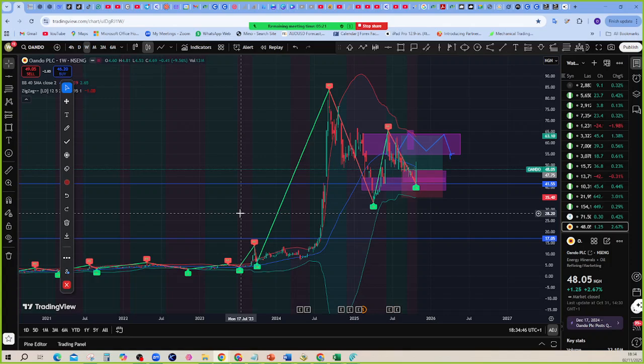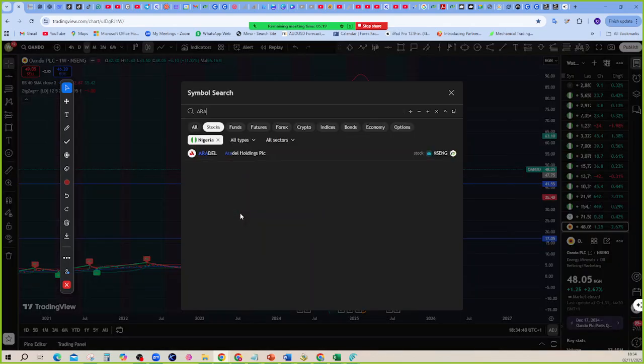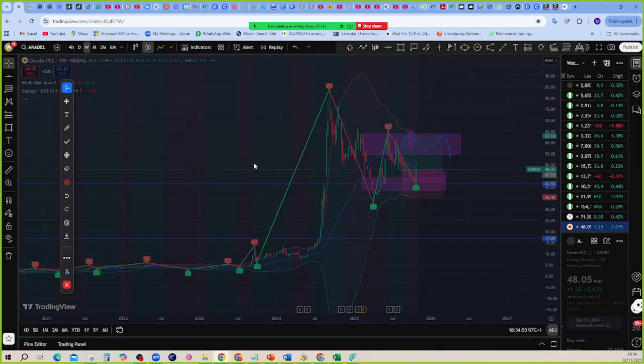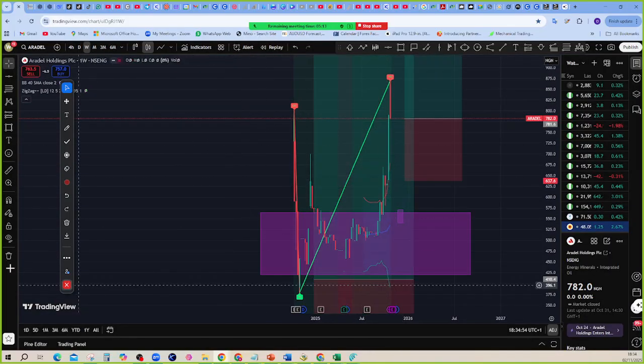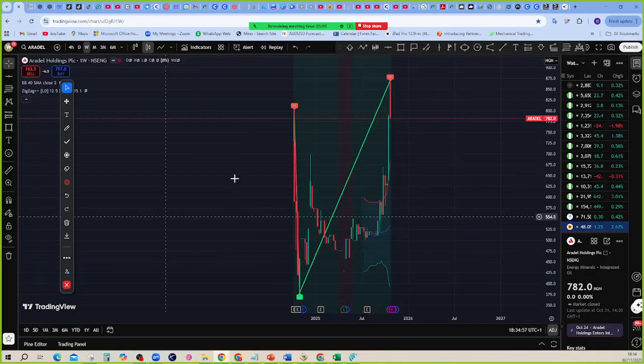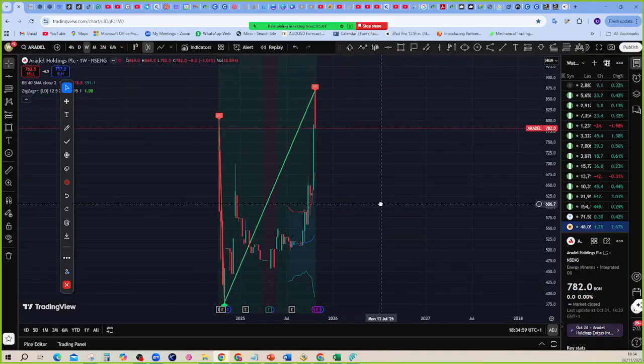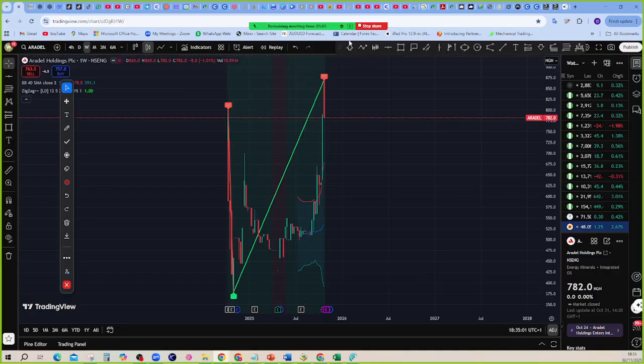Okay, let's look at Haradale, because I know Haradale also did some pattern that we need to pay attention to. Why is Haradale pulling back? It will have to pull back because the market is overbought. This is my Bollinger Band.